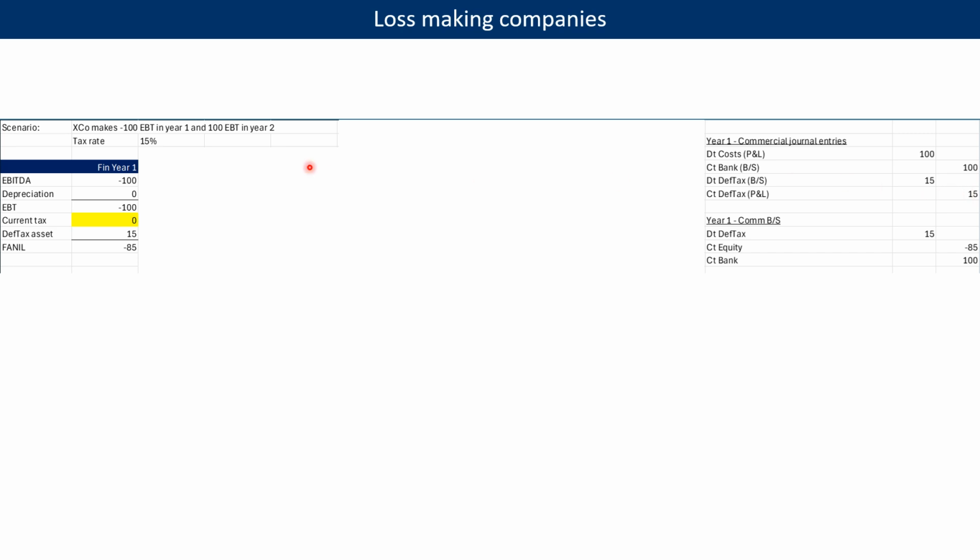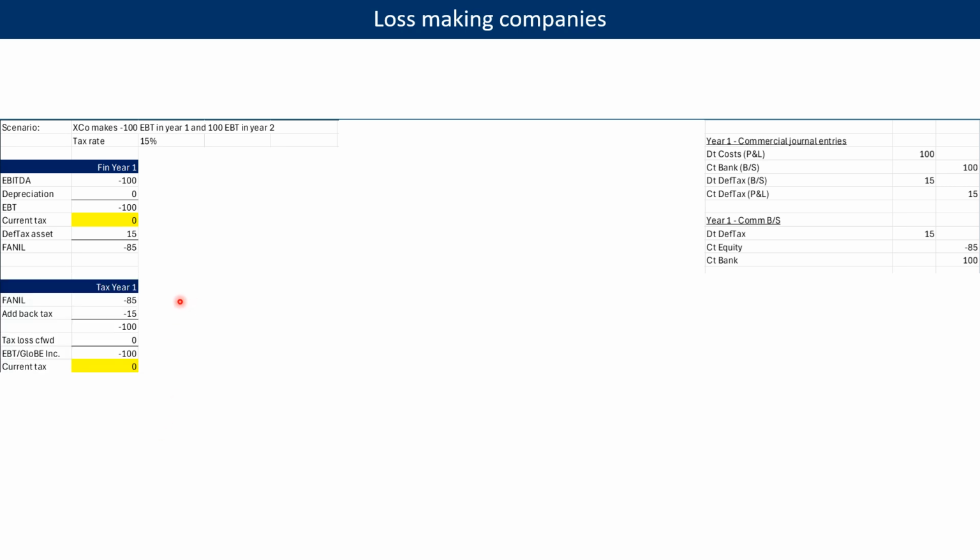So when we look at our P&L on the left-hand side, we have an EBITDA and we've got depreciation of minus 100, so we end up with an EBT of minus 100. We have zero current tax to pay, but we have a deferred tax asset of 15, so our financial accounting net income or loss is minus 85. And you look at our balance sheet, we start with the assets first: a deferred tax asset of 15. Our bank is 100 in debt, right? And our equity was 100 of losses that we made minus the 15 in deferred tax asset that we got, so that is minus 85, and our balance sheet balances.